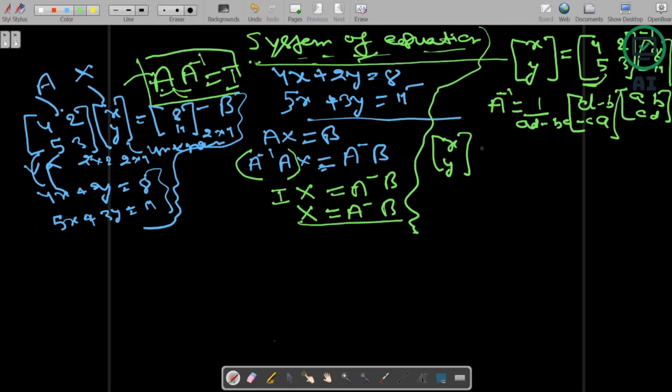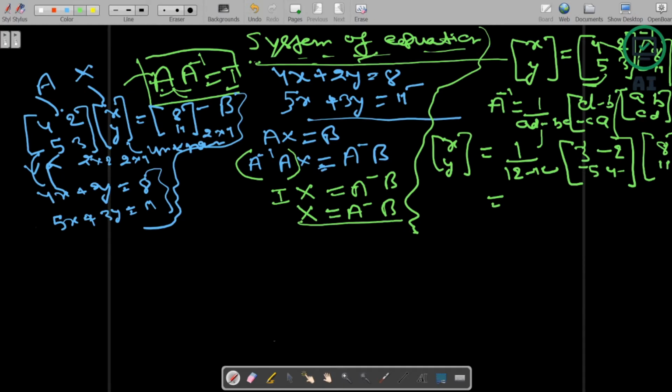So A inverse is equal to 1 divided by 12 minus 10 by using this, and then it is [3, minus 2; minus 5, 4]. If you see here, I have interchanged these, so 3 is here, 4 is here, and I changed the sign of the 2 and 5. So this is this, and here we have [8; 11].